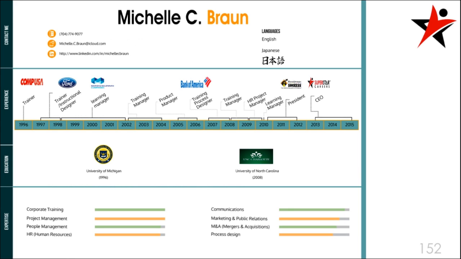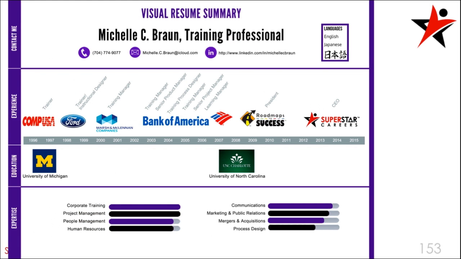As you look at this visual resume, note that there are four main sections: contact me, experience, education, and expertise. I partnered with a graphic designer to make this one. Here's another example that was created by a graphic designer. He took a different approach for those four sections.